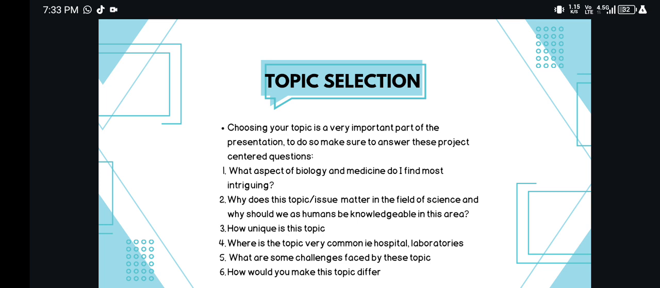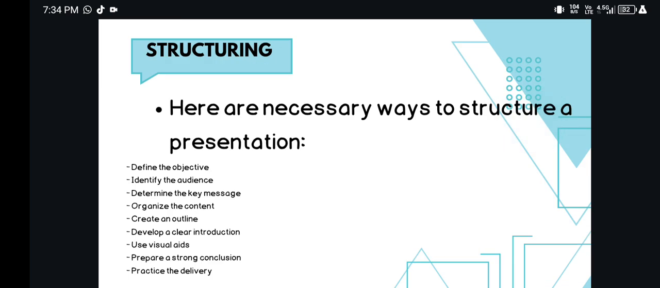And how would you make this topic differ? For example, we've looked at skeletal, we've looked at blood and blood flow, all those kinds of topics. How would you make it different from what we taught you? That shows your research has improved in the course of this program. So here are necessary ways to structure a presentation.